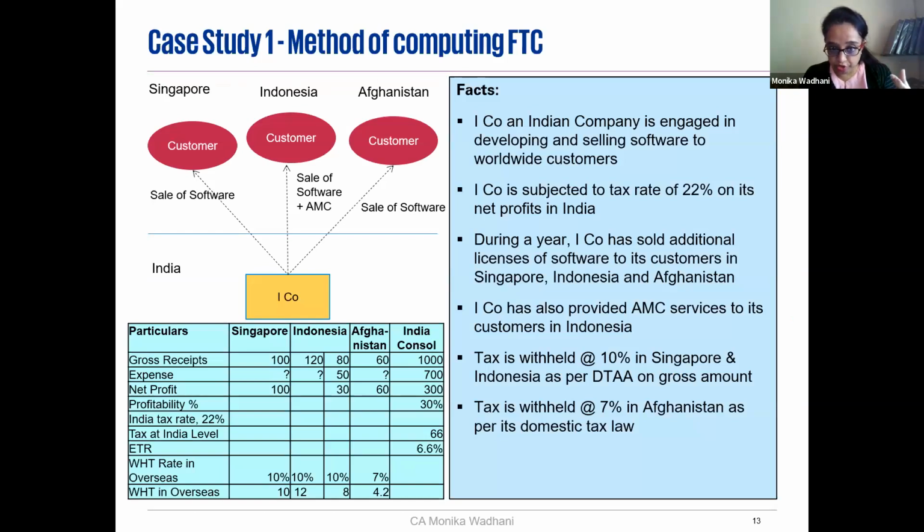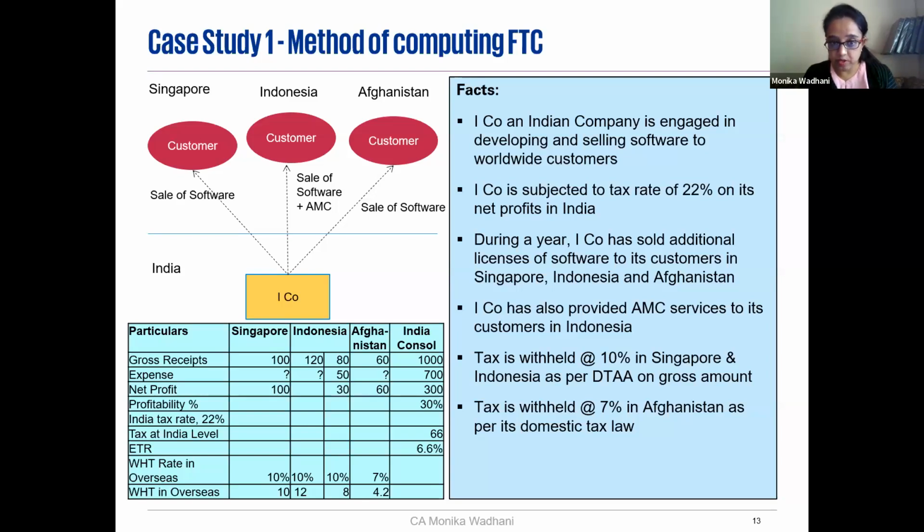to proportionate the Indian expenses, which is 700, to the gross receipts of Singapore, which is 100 divided by 1000, or whether it can directly apply the rate of 22% on 100, which is the gross receipts and the net receipts in Singapore. Therefore, compare that: in India, the eligible taxes are 22, which is 100 into 22%, and taxes paid in Singapore is 10, which is less than 22, and therefore the entire foreign tax credit of 10 should be eligible in its hands.